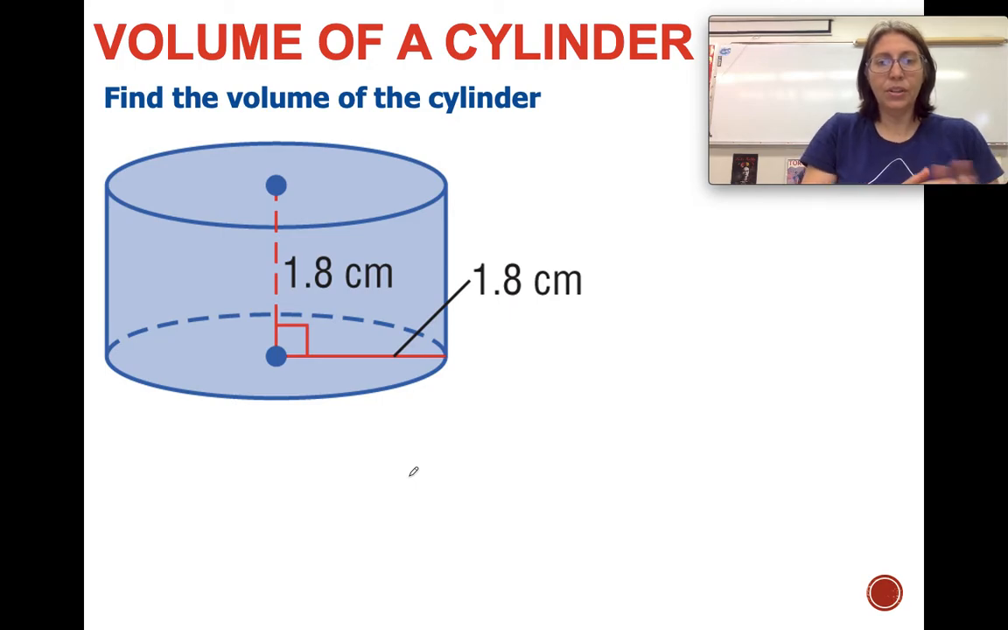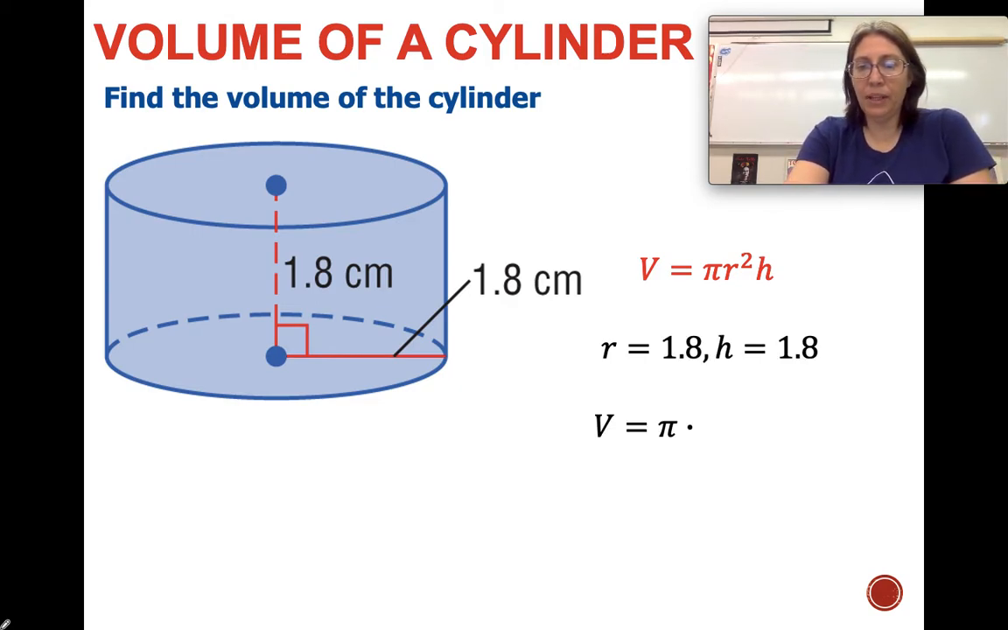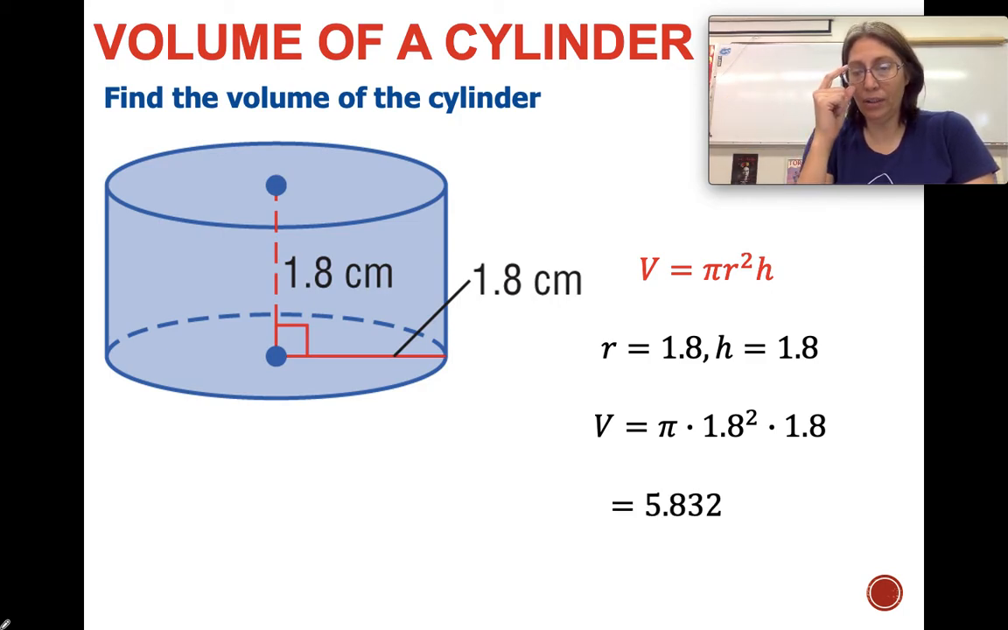All right, very simple. Pi r squared h. When I look at this, I know that r is 1.8. I know that h is 1.8, so I'm just going to plug in pi times 1.8 squared times 1.8. When I multiply 1.8 squared times 1.8, I got 5.832 pi. 5.832 pi, and these would be centimeters cubed because volume is in cubes.